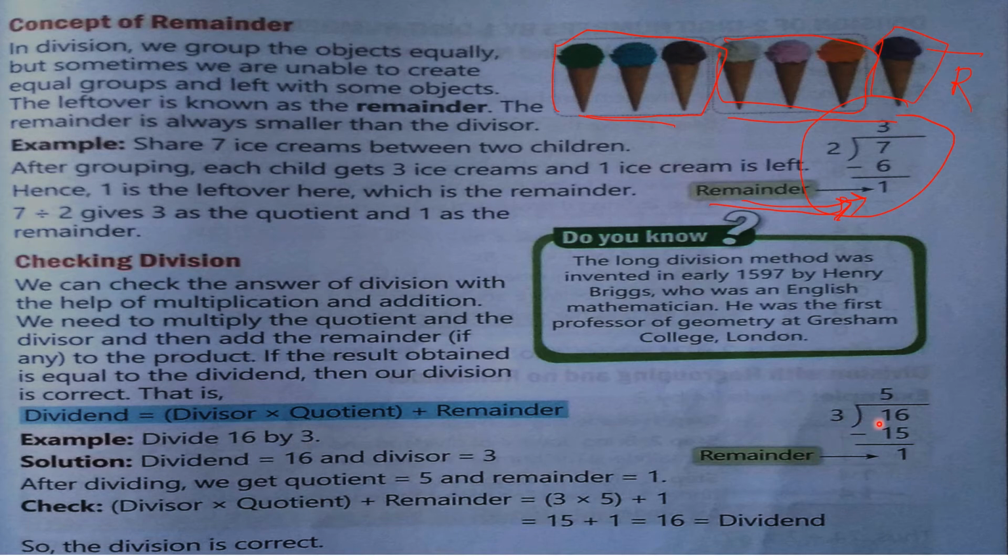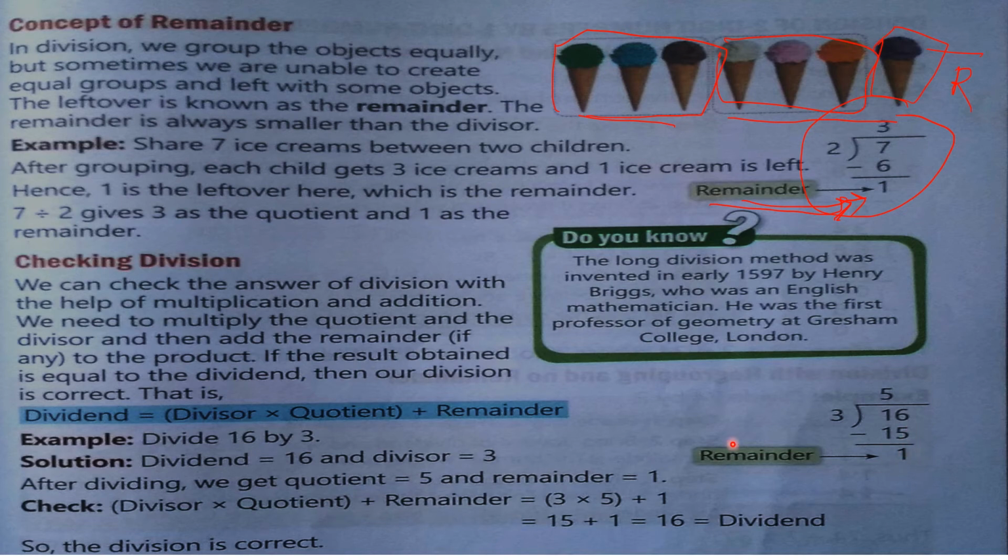We cannot divide 1 by 3 because 1 is smaller than 3. So now we will take 2 digits. This is 16. In the table of 3, 16 is not there, so we will take the number nearer to 16. So 3 5s are 15. 16 minus 15 is 1. So 1 is the remainder.